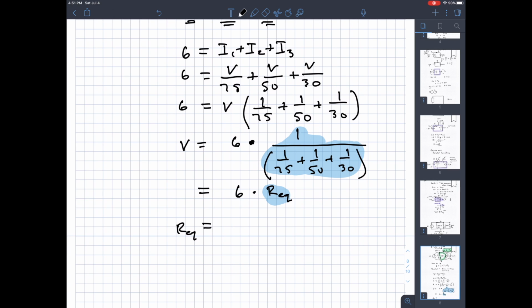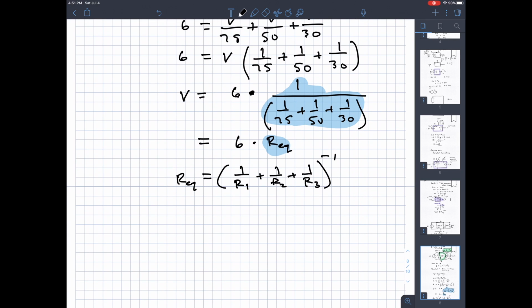If you had 3 resistors in parallel, it would be 1 over R1 plus 1 over R2 plus 1 over R3, inverse. What if you had 5 resistors? It's going to be 1 over R1 plus 1 over R2 plus ... 1 over Rn. So N resistors in parallel, inverse. That's equivalent resistance for parallel combinations.